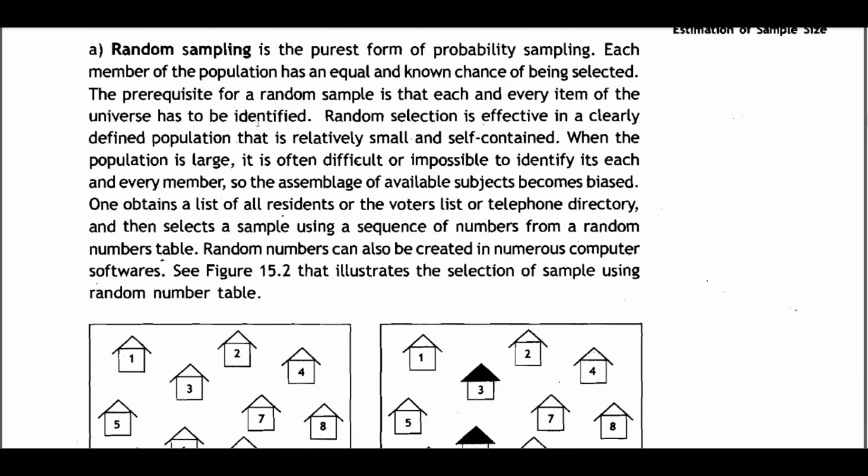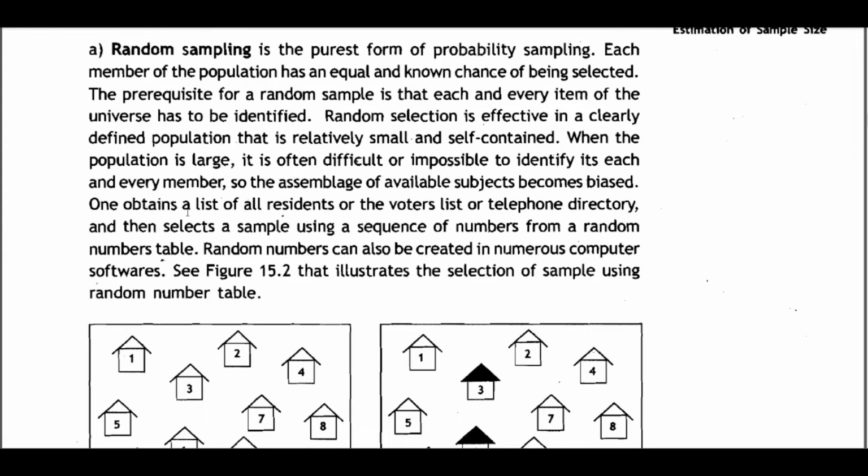Random sampling is the purest form of probability sampling. Each member of the population has an equal and known chance of being selected. The prerequisite for a random sample is that each and every item of the universe has to be identified. Random sampling is effective in a clearly defined population that is relatively small and self-contained. When the population is large, it is often difficult or impossible to identify each and every member, so the assemblage of available subjects becomes best.